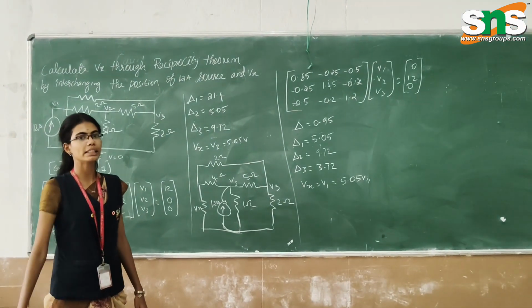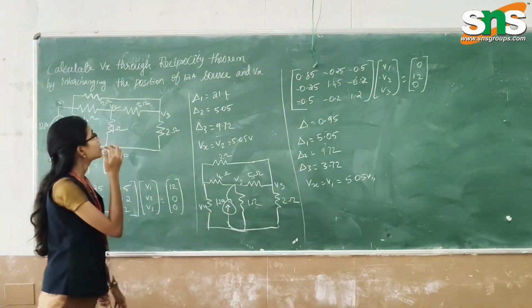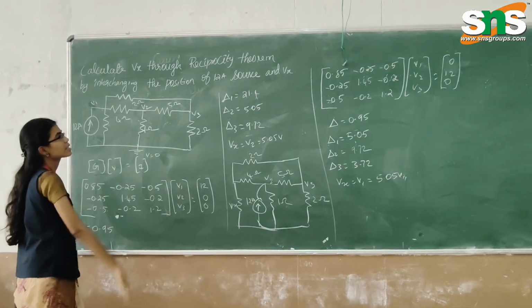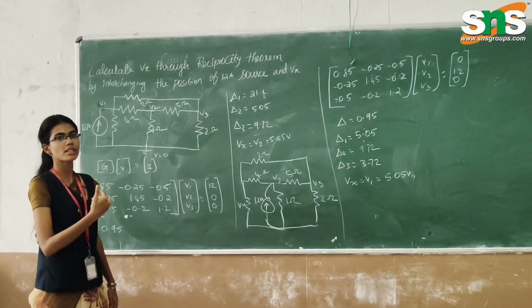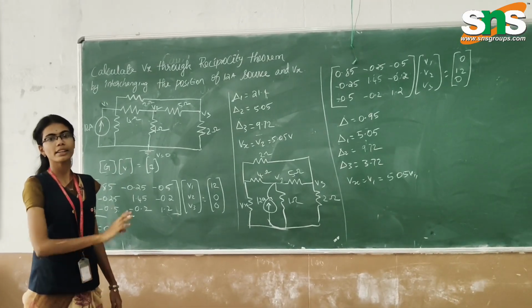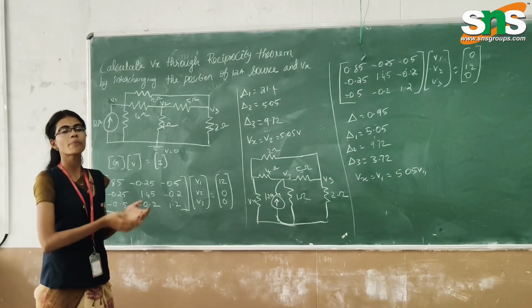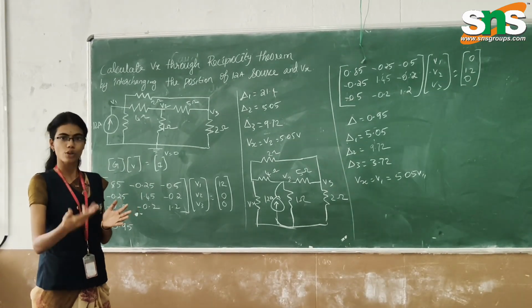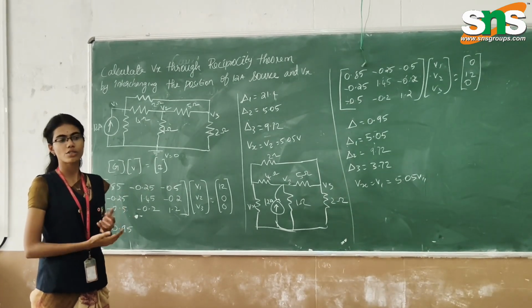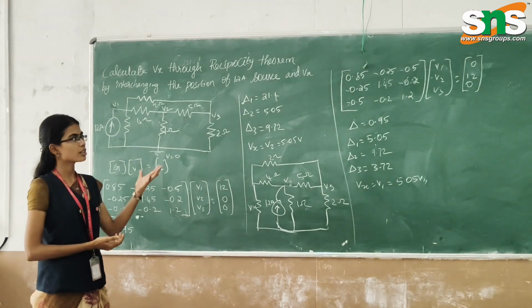I want to convey one more thing: as the name itself suggests, the reciprocity theorem applies only to bilateral and linear circuits. By interchanging the voltage value or current value, the output, that is the load voltage or load current, will not change. So this is the specification.